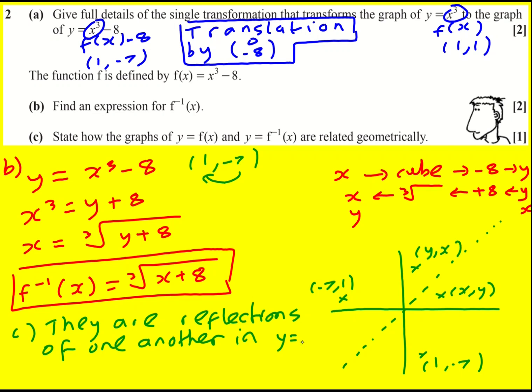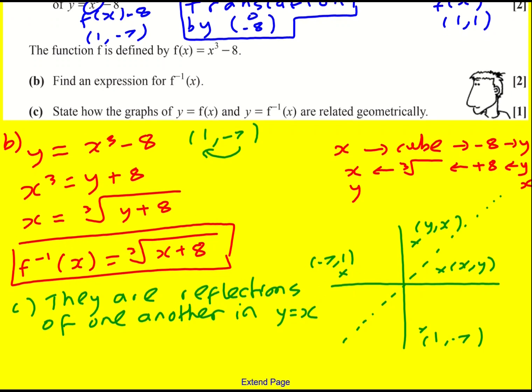So words to this effect here. It's going to actually help us sketch the function. Right, I know I've got x cubed minus 7. So we know that x cubed looks a bit like this, but I've translated it by minus 8, so it's going to come down like that. And I'll just carry it on a little bit more.